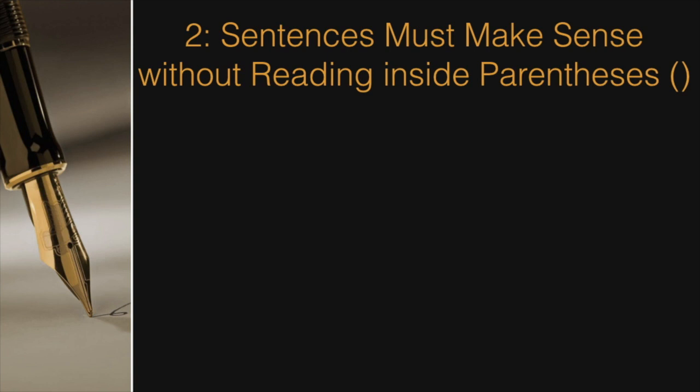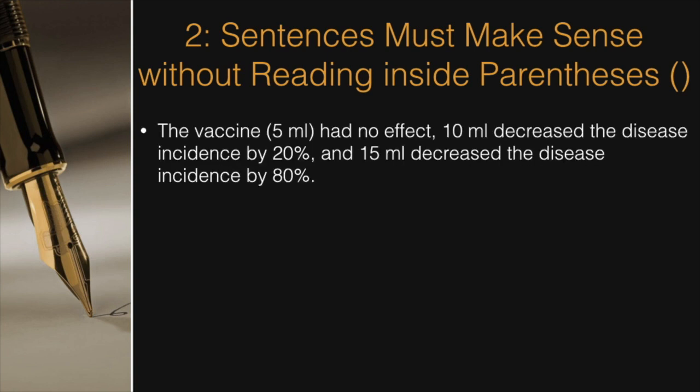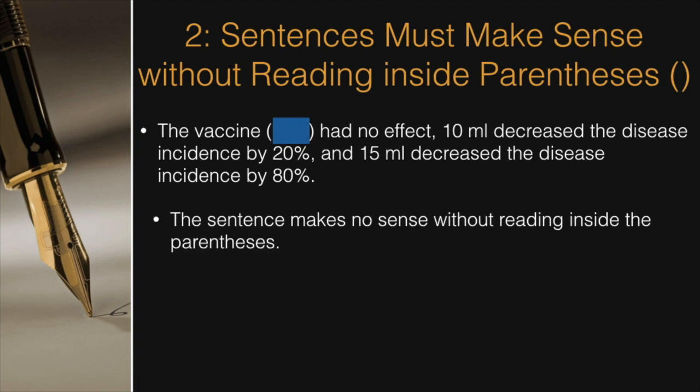For example, in this sentence on the slide, skip reading inside the parentheses and see if the sentence then makes sense. So here it is. The vaccine had no effect. (10 milliliter) decreased the disease incidence by 20%, and (15 milliliters) decreased the disease incidence by 80%. Clearly, the sentence makes no sense if we omit the information inside the parentheses. In fact, even if we read inside the parentheses, the sentence is still awkward.